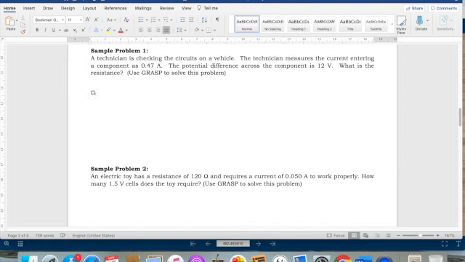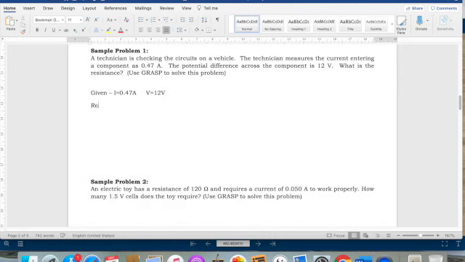So what does the G stand for in GRASP? Well, it stands for the given. And what are we given? We are given the current I of one component, which is 0.47. And then I'm going to just do a couple spaces. And then we're also given the voltage, which is equal to 12 volts. Okay, so that was our given.